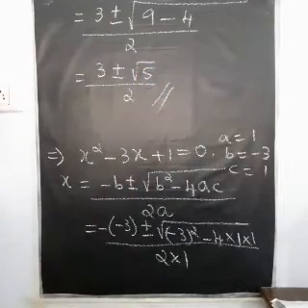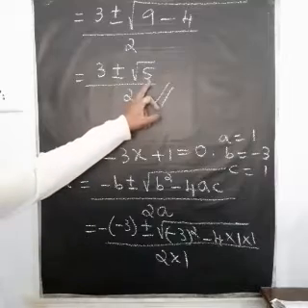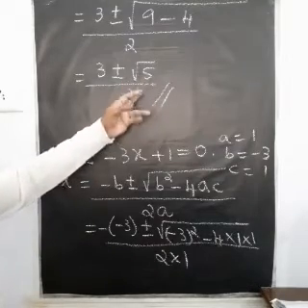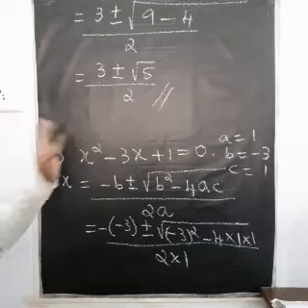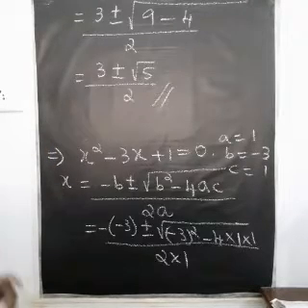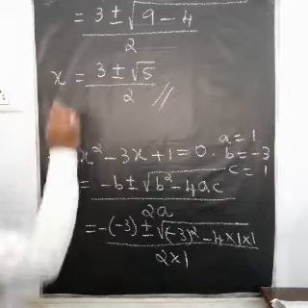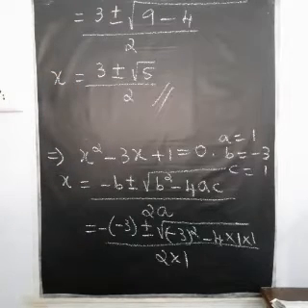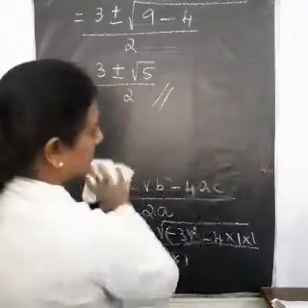Have you understood? In this case, since root 5 does not have a definite value, we can just write it like this, and this is good enough for your answer. So what is my value of x in this case? 3 plus or minus root 5 by 2. I hope you have understood. Let us try one more sum.